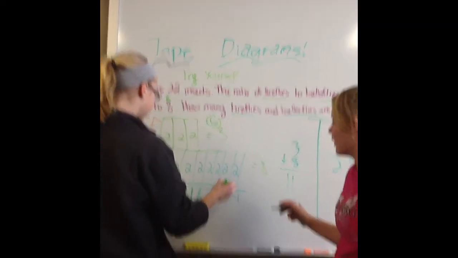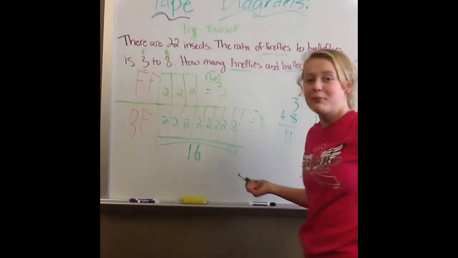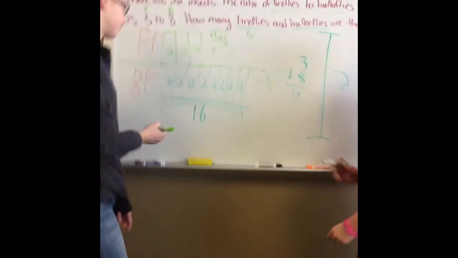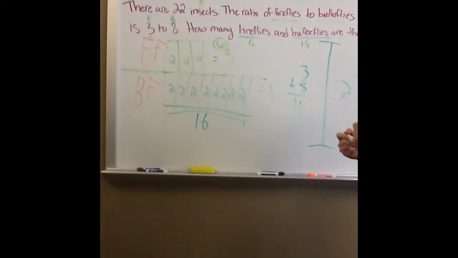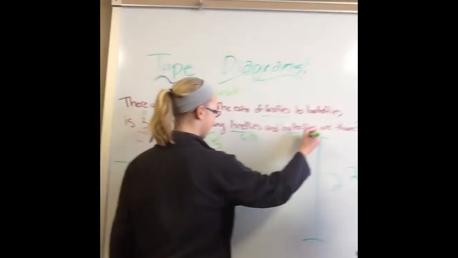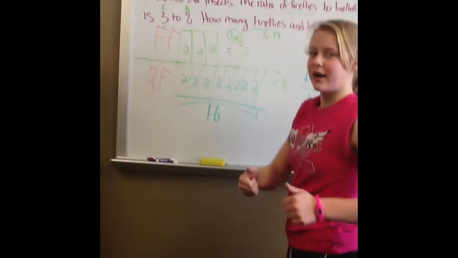Okay, the question was phrased wrong, but it's okay now. Now I understand. So you'd have 6 fireflies and 16 butterflies. And those are your 2 answers. You got it? Good.